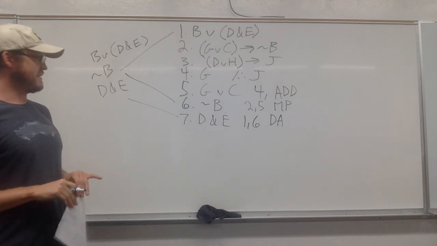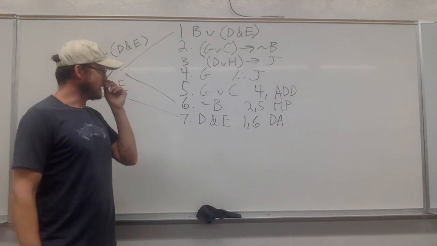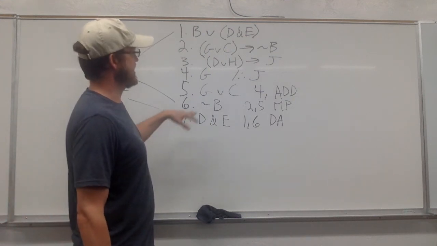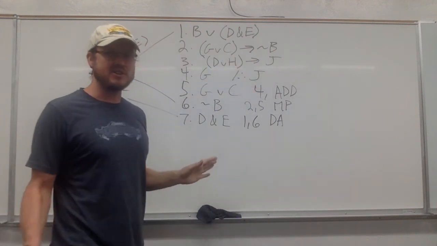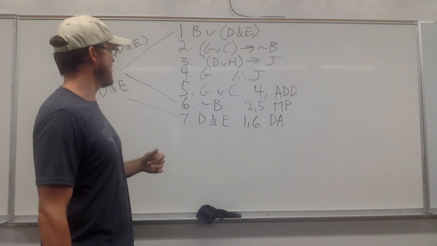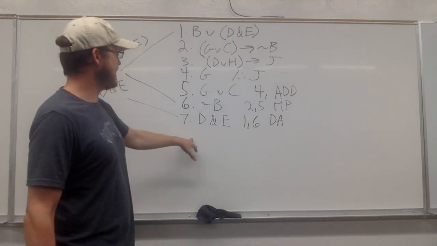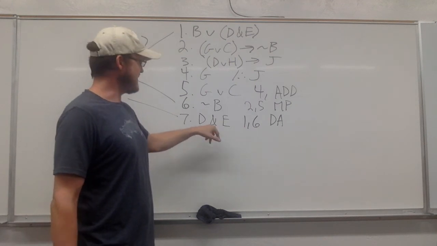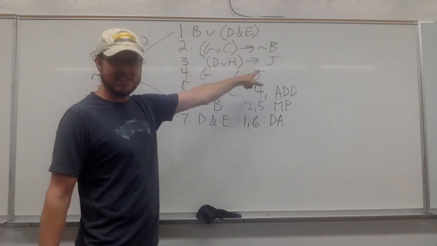But I'm not there yet, and you might remember me at the beginning talking about if I had a D on its own, and then I could add and get D v H, and then I could eventually get to J. Let's just say I didn't know that till now. Now it's starting to get clear to me. Well, if I simplify this, and this is an and statement, so I can use the simplification rule, I can get a D alone, and then I can add to get the H, and then I can get the J.